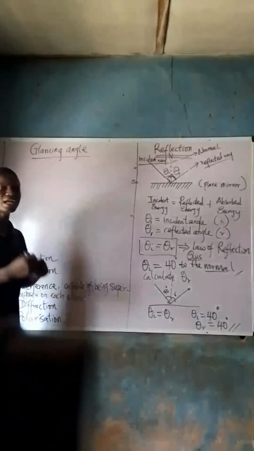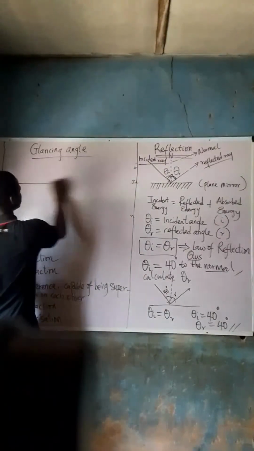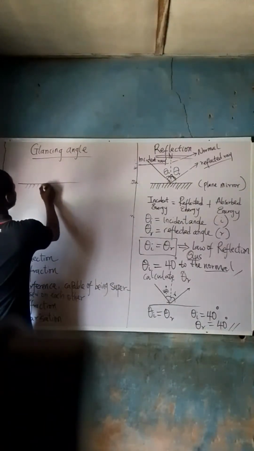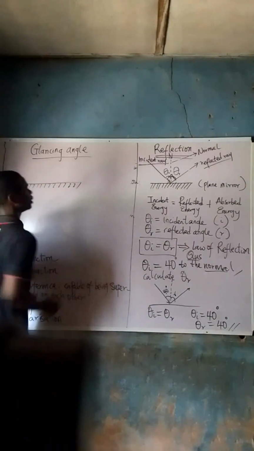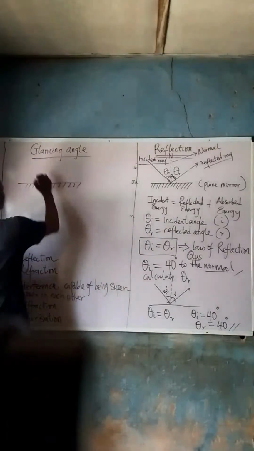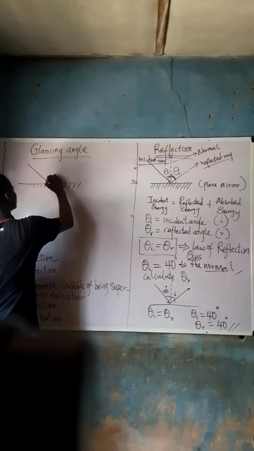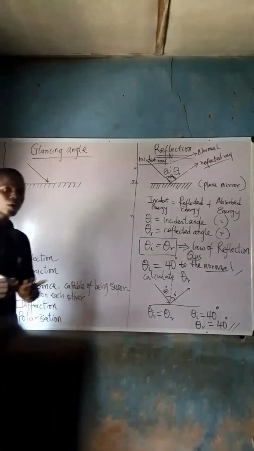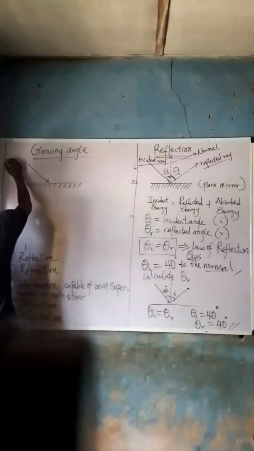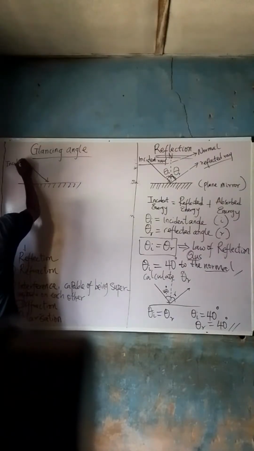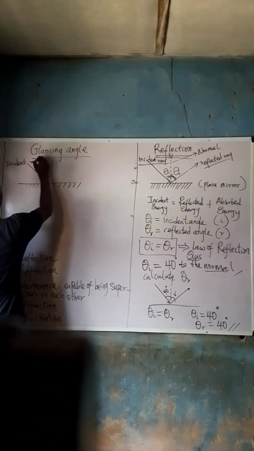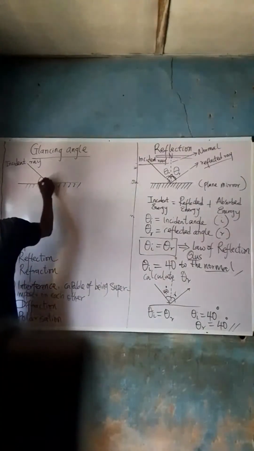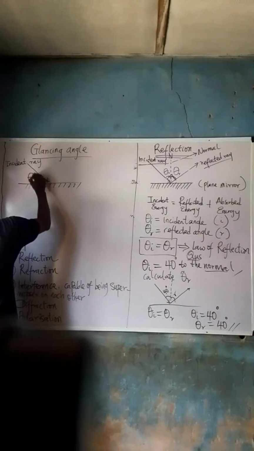So if you are talking about the glancing angle, this is where it is located. Assuming this is the mirror surface, and then a light ray gets incident on it, like we all know. The glancing angle is the angle between the incident ray, don't worry, I'll write this out, and the plane of the mirror. So this is the glancing angle.